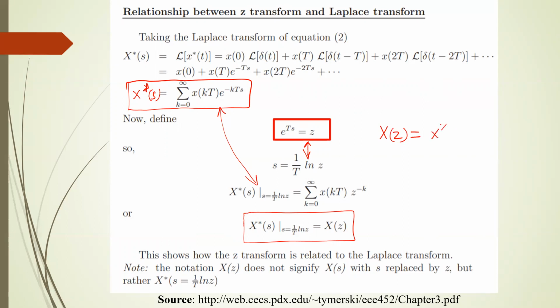We can also write it as X star of s, with e power sT equal to z. So this is the same expression, it's just that the condition is being changed. Instead of writing s equal to 1 over T times log z, we can also use e power sT equal to z. So both are basically the same. This is the basic definition to get the z transfer function. And here you can see that z is, by definition, equal to e power s into T. Okay, so this is the basics about the z transfer function.